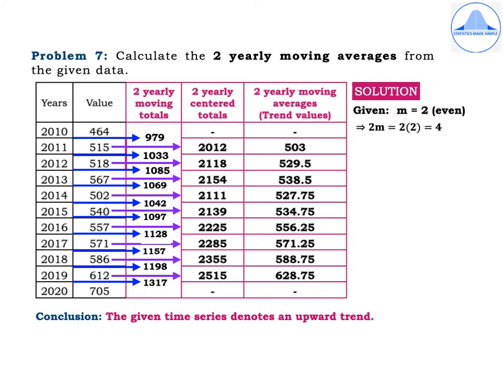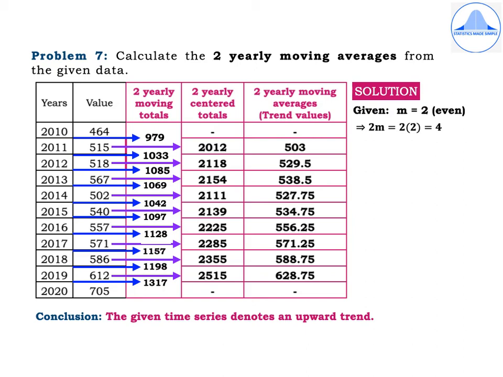Problem 7. Calculate the 2-yearly moving averages from the given data. The years we have are 2010, 2011, 2012, which continues till 2020. The values are 464, 515, 518, 567, 502, 540, 557, 571, 586, 612 and 705. Beside the table, we'll write the solution. Given m equal to 2, which is an even number.